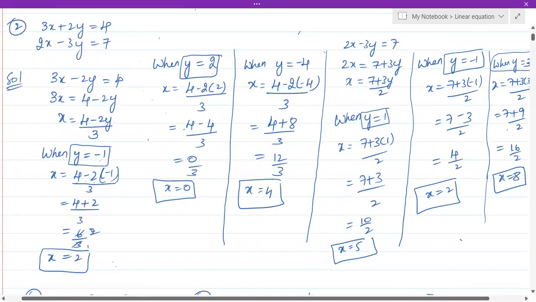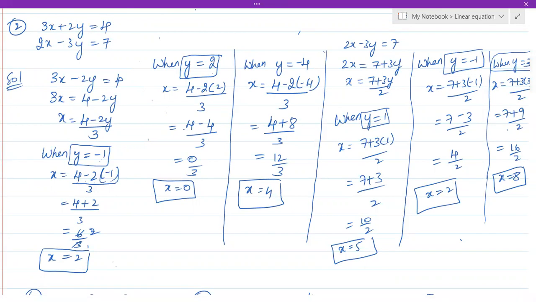Yeah, this is the second question. Once you get the value of x and y, you can verify it by substituting in the question itself. So plot the graph. It is very easy, students.